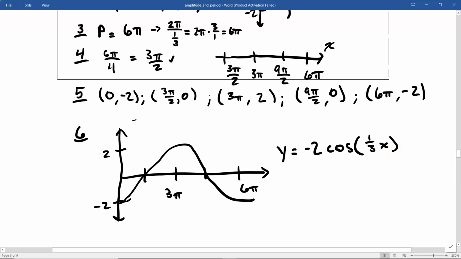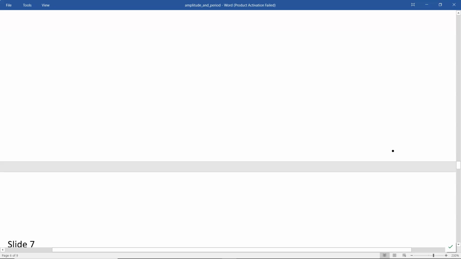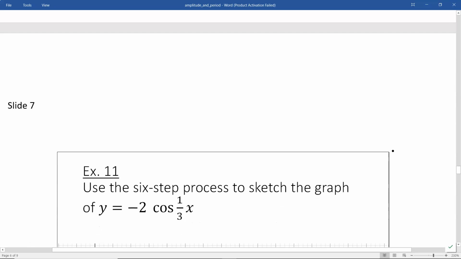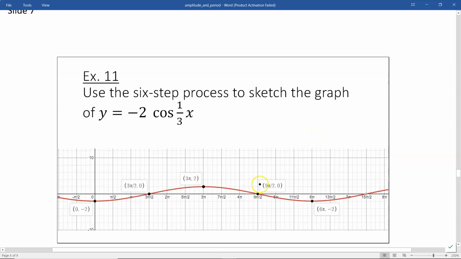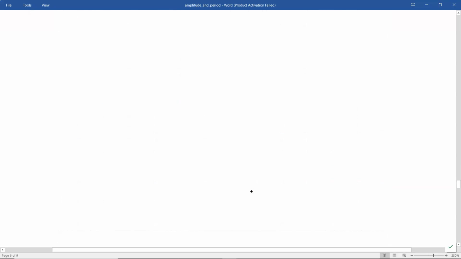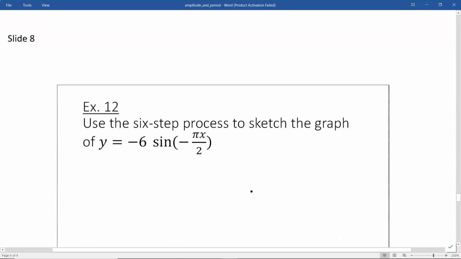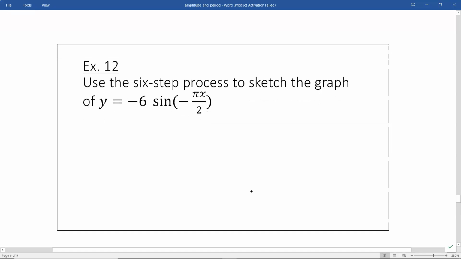Okay, so let's go over the third and final example. First of all, here's just the Desmos graph of what you get. The third and final example for this section is this: y equals -6 sine of -pi x over 2. Again, I want you to pause the video, try to solve this on your own, and then I'll go over the solution in a second.